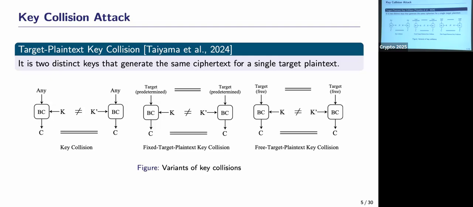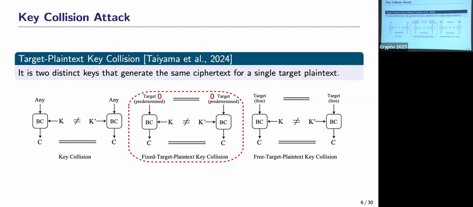At Asiacrypt 2024, Hosoyamada et al. first answered this open question by introducing the key collision attack on AES with a rebound attack. They introduced the target plaintext key collision, where two distinct keys generate the same ciphertext for a single target plaintext. The collision can be classified into two different problems depending on whether the single target plaintext is predetermined or not.